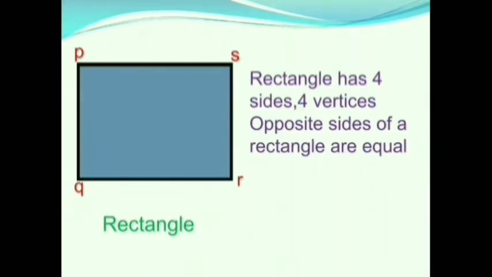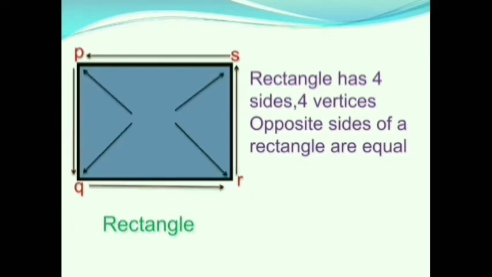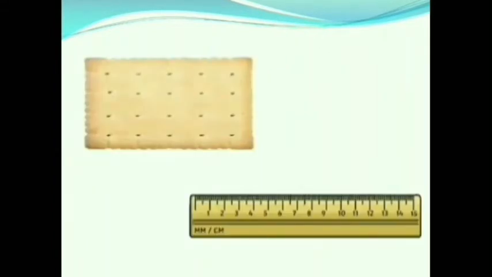Now we will learn about rectangle. Rectangle has four sides, four vertices. Opposite sides of a rectangle are equal. Now let us see some examples of rectangle. You will eat biscuits, no? The biscuit also will be in rectangular shape. You can see rectangle everywhere: the scale which we use to draw lines, and the door. Observe that in all these objects, the opposite sides are equal.